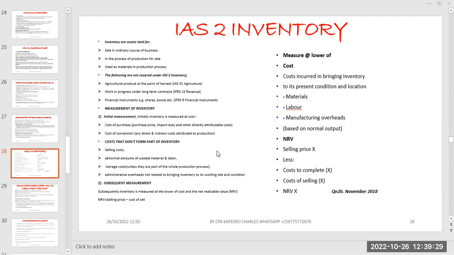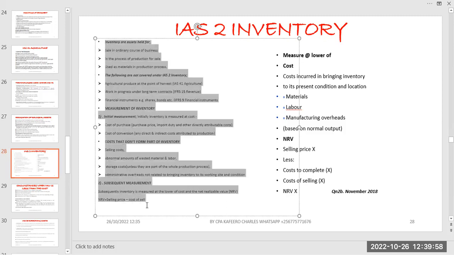So basically, when you are looking at IAS 2, the scope for it is basically handling 3 items, or we have stock is categorized into 3 items. One, we have the finished goods, as we are going to be seeing them.